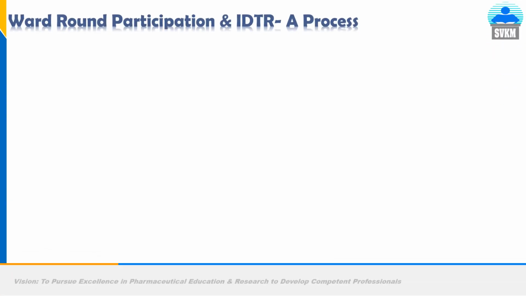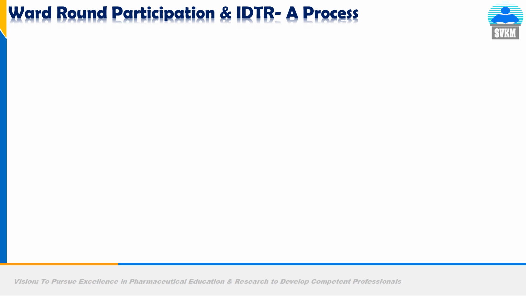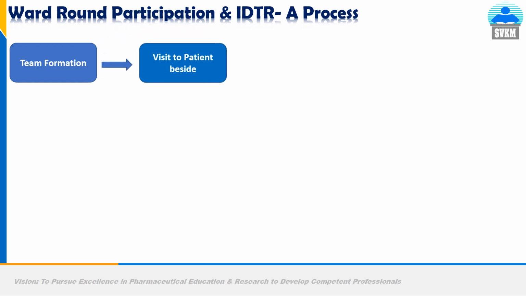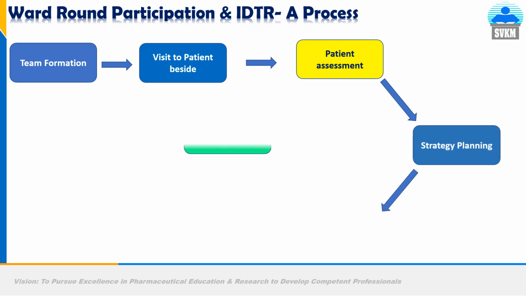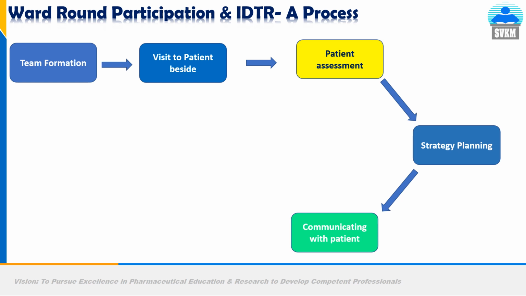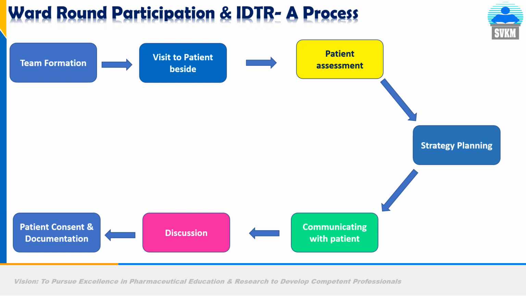In this section, we need to discuss the process of IDTR, the interdisciplinary team round. It always starts from team formation. After forming the team, they visit the patient bedside. The healthcare team will assess the patient's condition, then plan the strategy and communicate the same with the patient. After taking consent, they go for discussion, and after discussion they take patient consent and do the documentation.